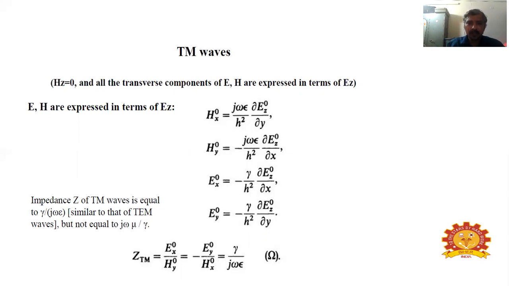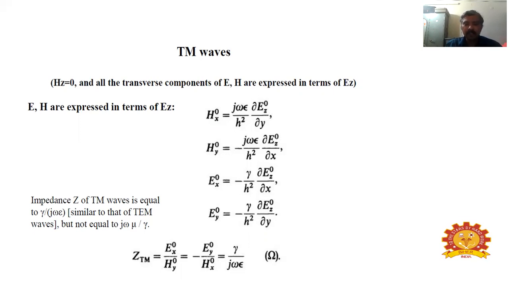E of X is equal to minus gamma by h squared into dou of E Z by dou of X. E of Y is equal to minus gamma by h squared into dou of E Z by dou of Y. The impedance Z of a transverse magnetic wave is equal to gamma by j omega epsilon, similar to that of TEM waves, but not equal to j omega mu by gamma.